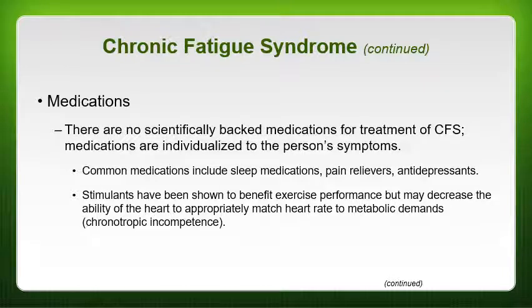Stimulants have been shown to benefit exercise performance. However, it may decrease the ability of the heart rate to appropriately match the metabolic demand. So this is called chronotropic incompetence, when basically the heart rate and the demands of the exercises aren't met. So what this means is the person actually gets like a decreased peak heart rate.